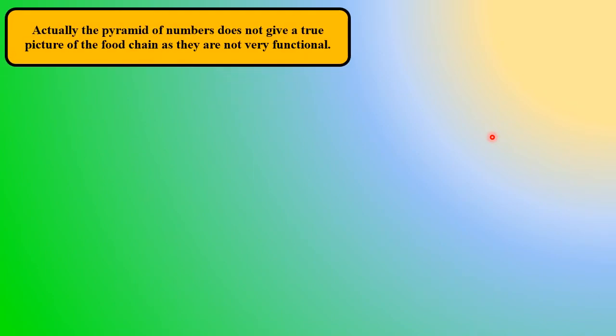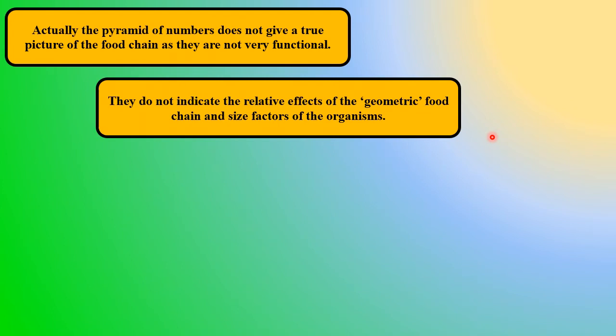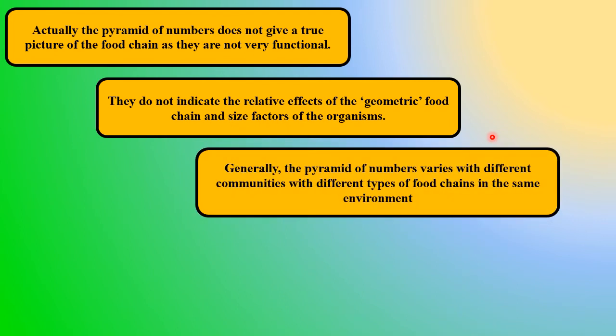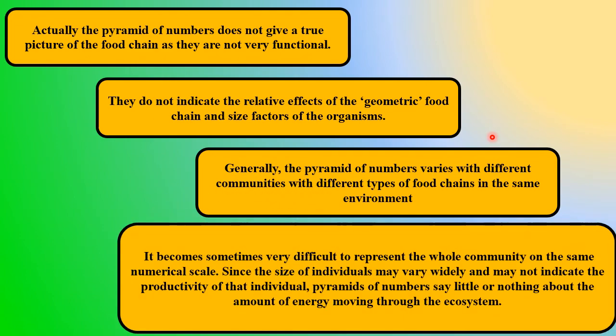Actually, the pyramid of numbers does not give a true picture of the food chain, as they are not very functional. They do not indicate the relative effects of the geometric food chain and size factor of the organisms. Generally, the pyramid of numbers varies with different communities with different types of food chains in the same environment. It sometimes becomes very difficult to represent the whole community on the same number scale, since the size of individuals may vary widely and may not indicate the productivity of that individual. Pyramids of numbers say little or nothing about the amount of energy moving through the ecosystem.